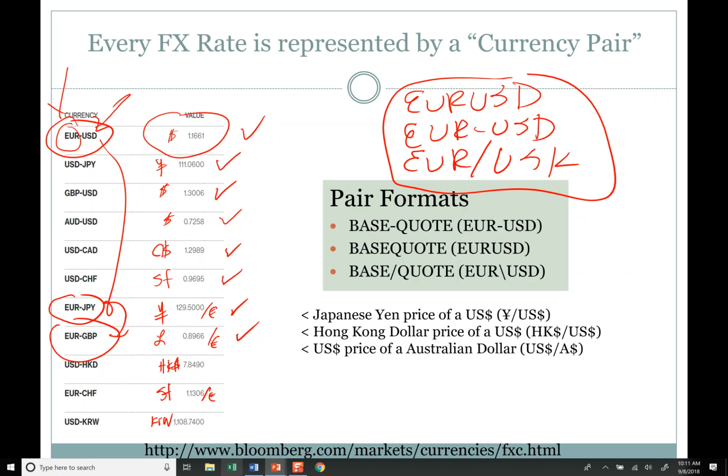This is a Swiss franc price of $1 US. This is the Swiss franc price of $1 US. This is the Hong Kong dollar price of $1 US. This is the Swiss franc price of €1. So it costs 1.13 Swissies to buy a euro. And here's the South Korean won's price of $1. So that's how you always read these codes.